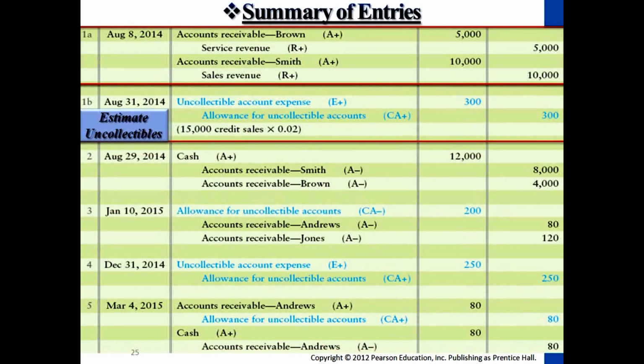So the second entry here, based on the $15,000 credit sales in this period of time, companies based on prior experience assume 2% of these are deemed as uncollectibles. So we measure up an uncollectible account expense, recognize this as the cost of doing business, and then we credit allowances for uncollectibles. This is the second entry using the percent of sales method.